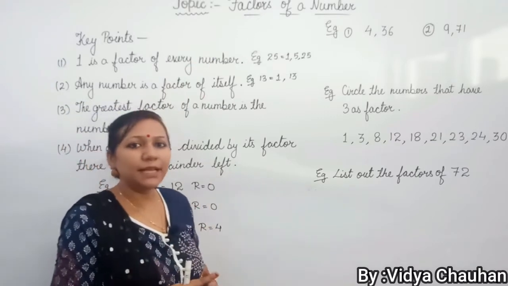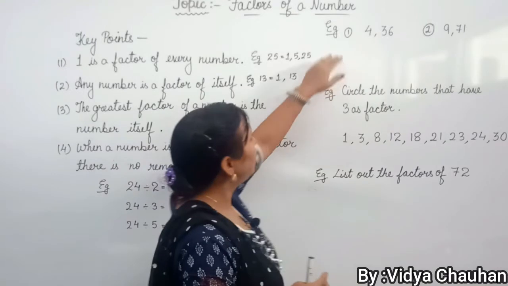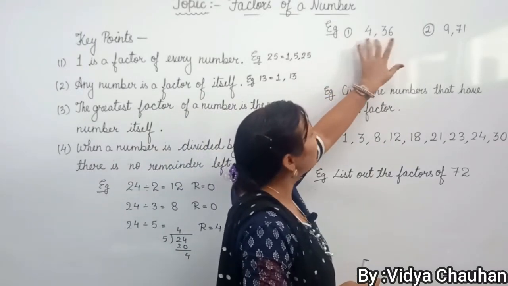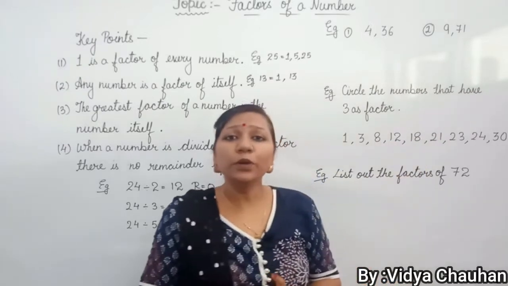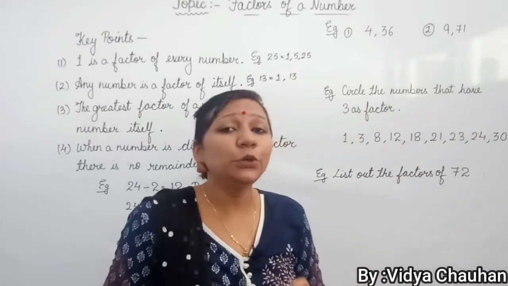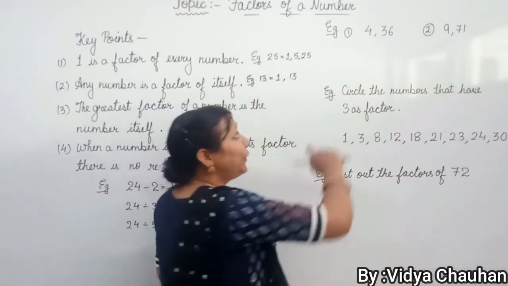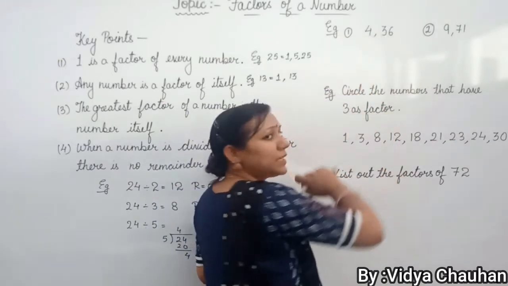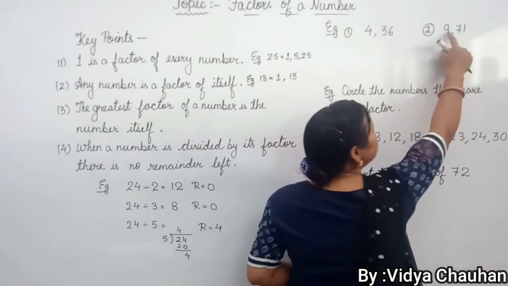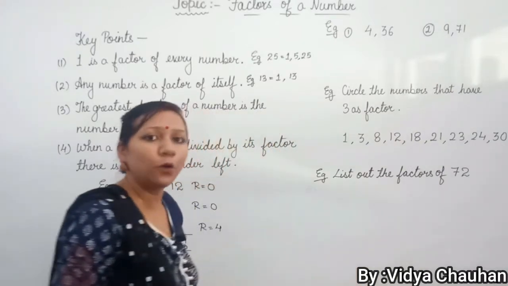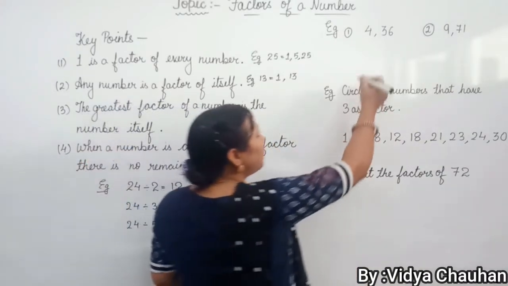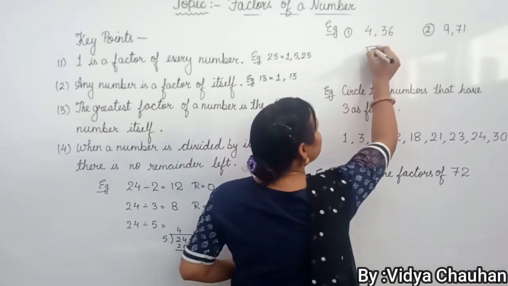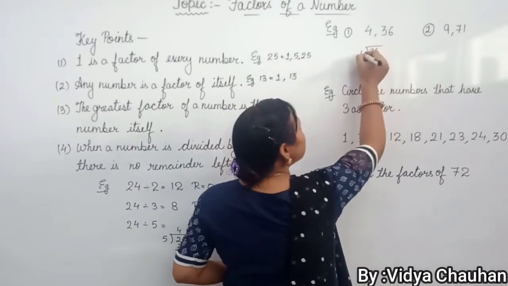Let us take some examples. Here you can see that I have taken two pairs of numbers, 4 and 36, and 9 and 71. If you are asked to identify whether 4 is a factor of 36 or not, and whether 9 is a factor of 71 or not, what will you do? You will simply divide. You will divide 36 by 4.